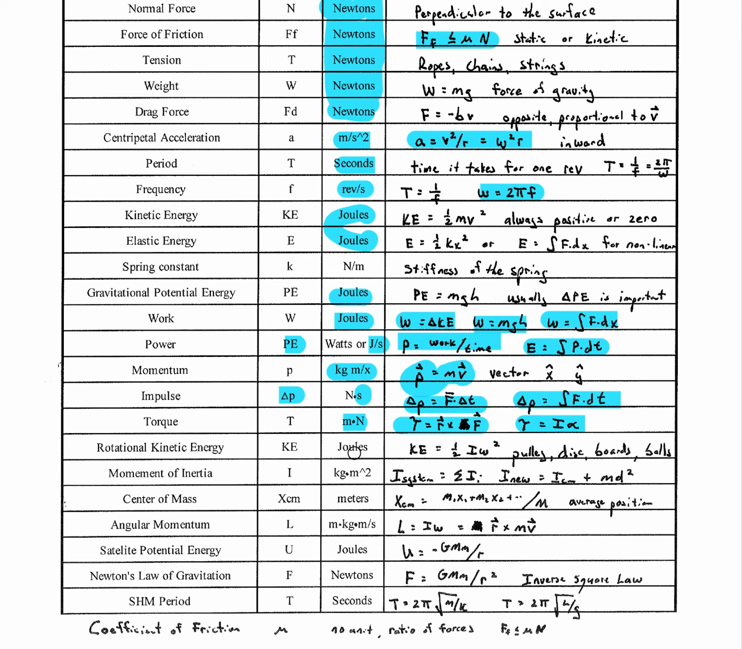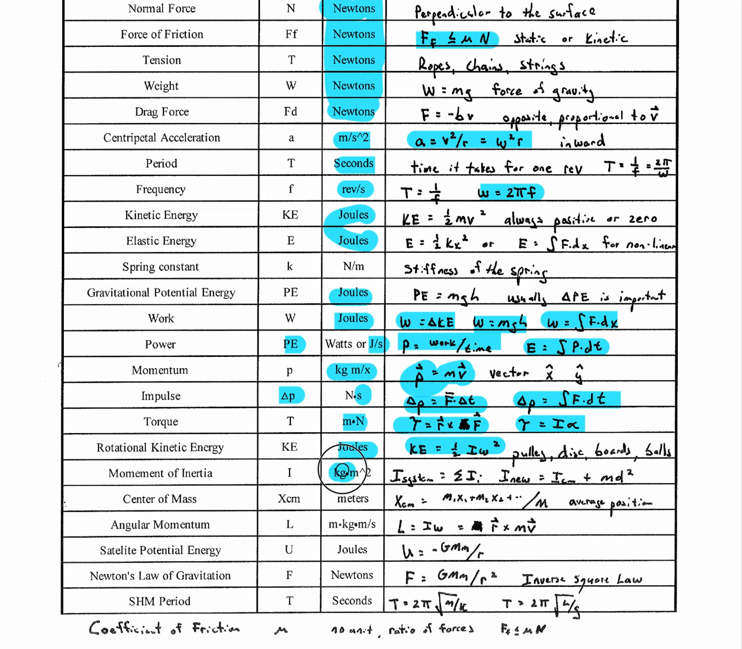Rotational kinetic energy, look at that, energy, again, it's in joules. Of course it's in joules. It's energy, it just happens to be rotation. So it's 1/2 I omega squared, and we're looking at pulleys, discs, boards, balls, hoops, anything that's rotating is going to have rotational kinetic energy. Now the moment of inertia, again, think of the formulas. The formulas are all like 1/2 mr squared.